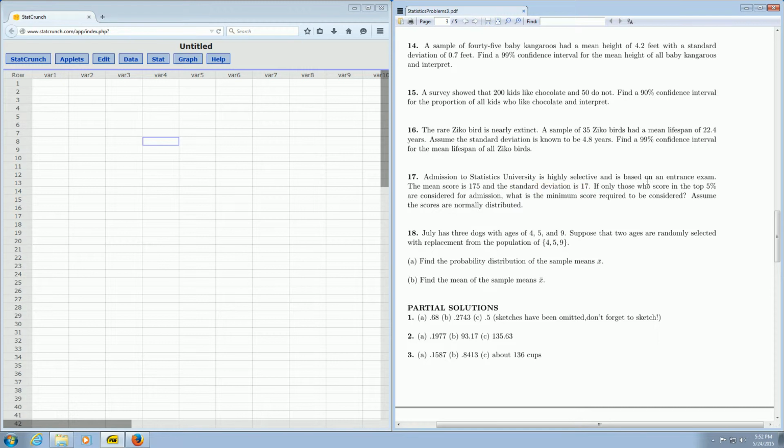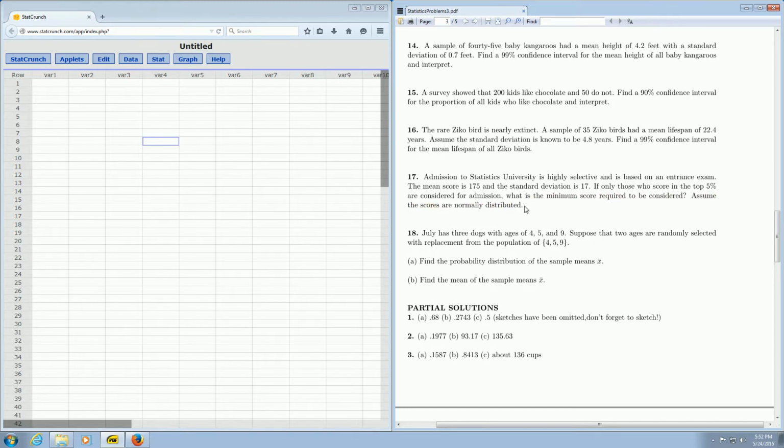If only those who score in the top 5%, right there, that's the key word. Whenever you see anything like top 5%, bottom 10%, top 22%, it's likely to be what's called a cutoff value problem. So if only those who score in the top 5% are considered for admission, what is the minimum score required to be considered? And then they tell us that everything here is normal.